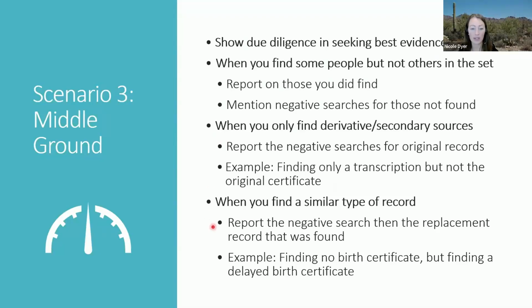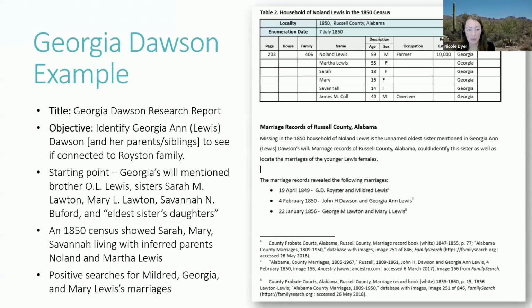And then when you find a similar type of record, so maybe you don't find a birth certificate, but you do find a delayed birth certificate. So in that case, you want to mention there was no original birth record taken at the time of the birth, but you did find this other original source, but it was delayed and many years later. So the example for this is the Georgia Dawson example.